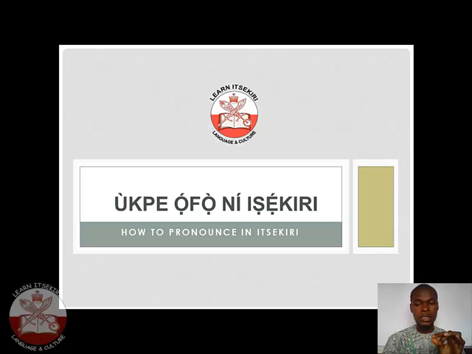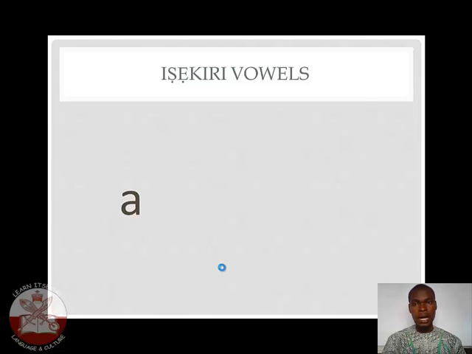A diacritic is a special mark, whether tone or line, on a letter of the alphabet that indicates a change in the way it is to be pronounced or stressed. Tone makes a difference in meaning between words. However, some diacritics are tonal markers. Tones are only placed on vowels, and the Itsekiri vowels include A, E, E, E, O, O, and U.